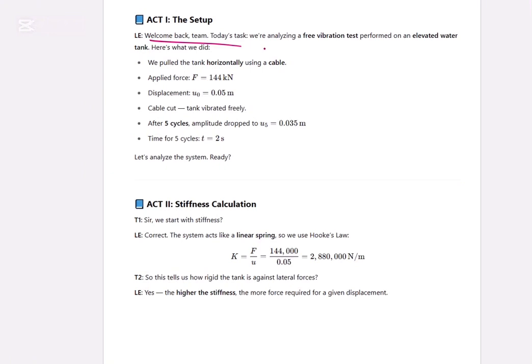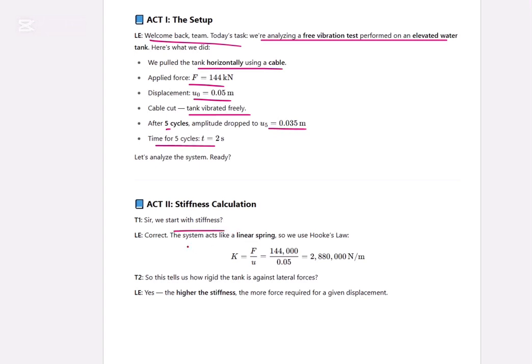Welcome back. Today's task, we are analyzing the free vibration test performed on an elevated water tank. We pull the tank with this force and displacement, then the cable is cut. Once the cable gets cut, the tank is vibrating freely. After 5 cycles, the amplitude drops. The time taken for the 5 cycles is 2 seconds.